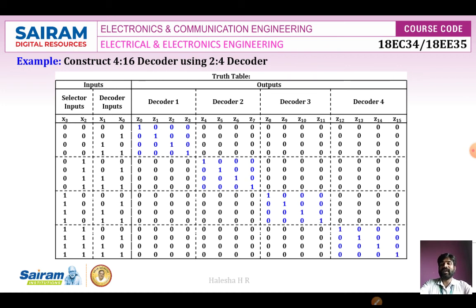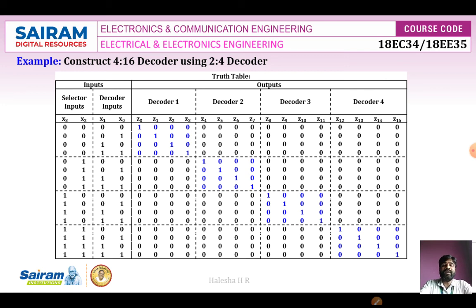Similarly, observe the next 4 rows. x3, x2 is 0 1, and here decoder 2 is selected. Again based on x1 and x0, one of z4, z5, z6, z7 is 1. The remaining are 0. Observe the outputs of decoder 1, decoder 3 and decoder 4 are all zeros. That means whenever decoder 2 is selected, decoder 1, decoder 3 and decoder 4 must be disabled, when x3 and x2 are 0, 1. Similarly, when x3 and x2 are 1, 0, decoder 3 is selected and the remaining are not selected. When x3, x2 are 1, 1, decoder 4 is selected, the remaining are not selected.